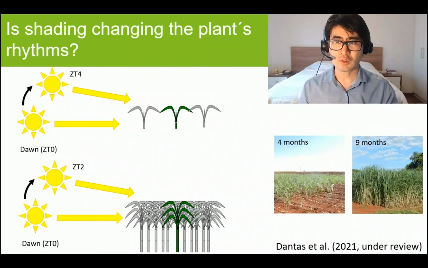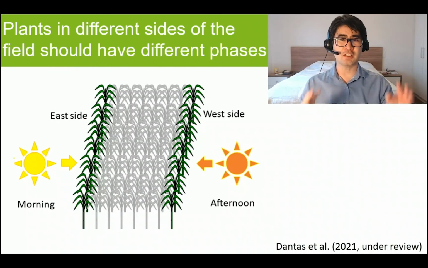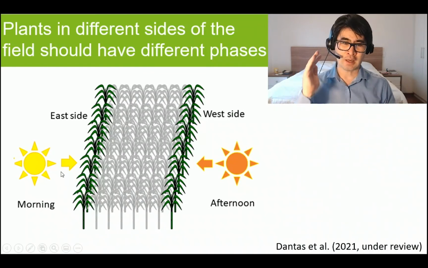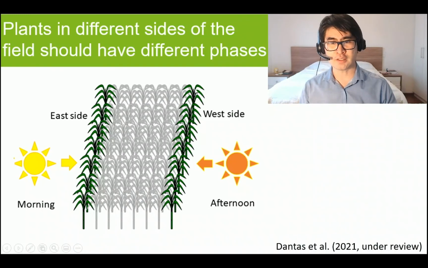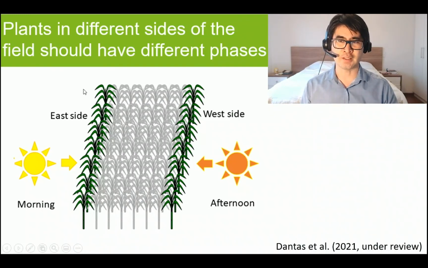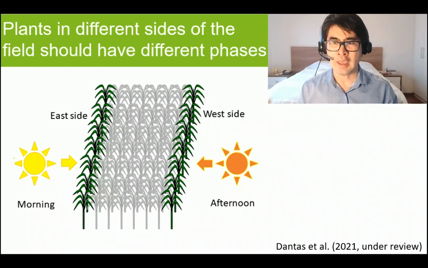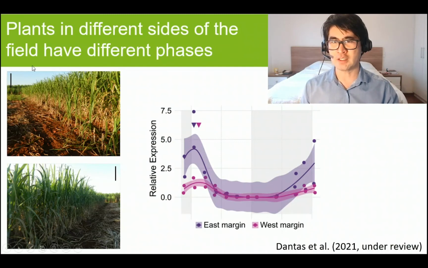day. To test that, we checked the plants in different sides of the field, because on the east side of the field, those plants are receiving sunlight right at dawn, and plants on the other side of the field are receiving light a bit later, actually receiving direct sunlight a bit later. And we have seen, and you can see here in a picture taken a few minutes after dawn, what's happening in each side of the field. One side is all illuminated, and the other side is still shaded.